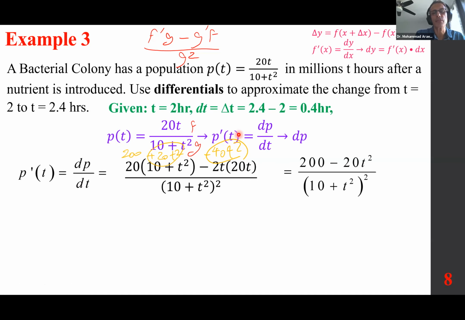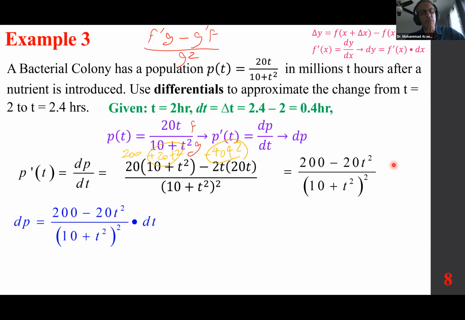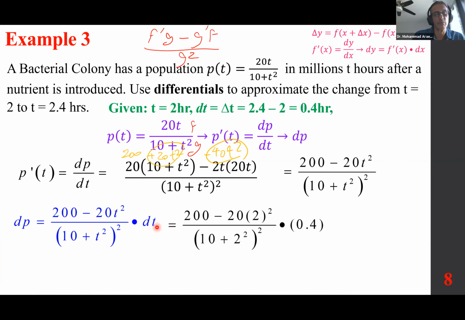So take a look at dp dt. This is dp dt. So what is dp? Just tag along a dt, and the name becomes dp, which is the differential we are looking for, and replace the t with 2 and delta t or dt with 0.4. Do the math. Now, of course, you plug it into a calculator, you do the math. This is 4 times 20, 80 subtracted from 200. This gives you 120, just as an example.